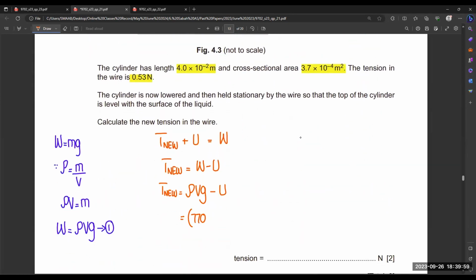So 770 multiplied by 9.81 multiplied by 3.7 times 10 to the power of -4, multiplied by 4 times 10 to the power of -2, multiply by area, yes. You're going to get 0.11 newtons. It's 0.11179, but we just rounded it. And then to find the tension, we know already that on one side it's 0.53. So 0.53 minus 0.11 gives you 0.42 newtons.